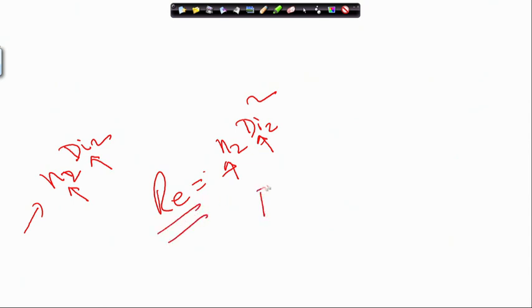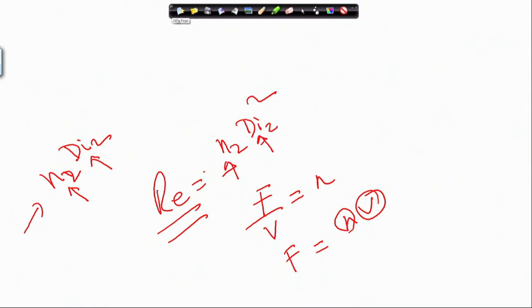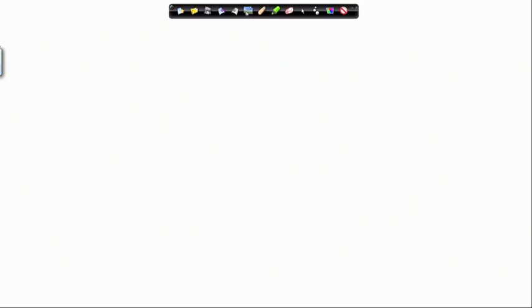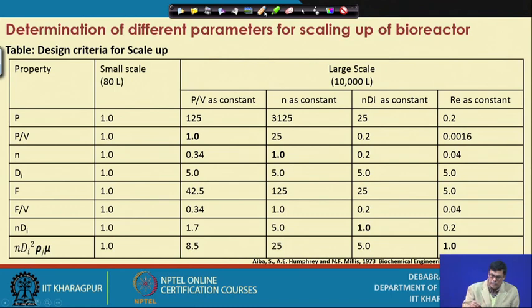Now the F by V ratio is equal to N. The N value we already calculated, so we can already report it. Now F is equal to what? N into V. We know the volume of the reactor and the N value, so we can easily find out the F value. So like this, we can calculate all the values during the scaling up of the process.